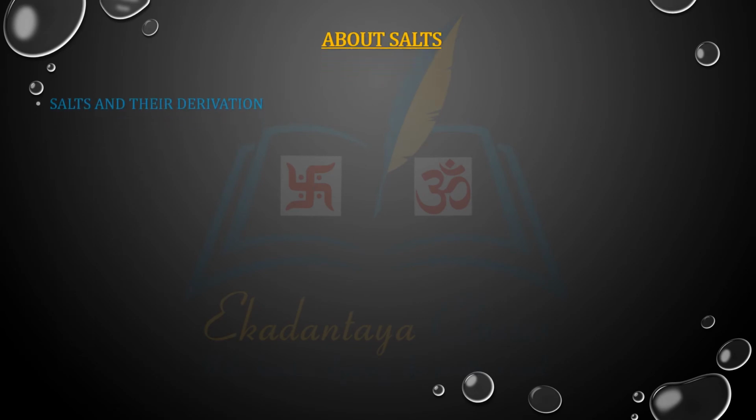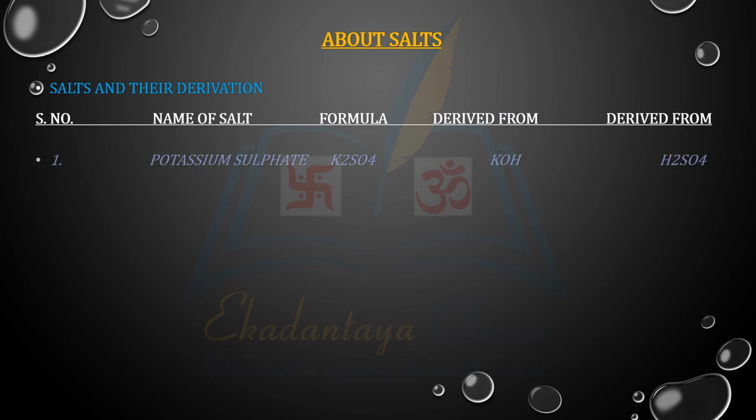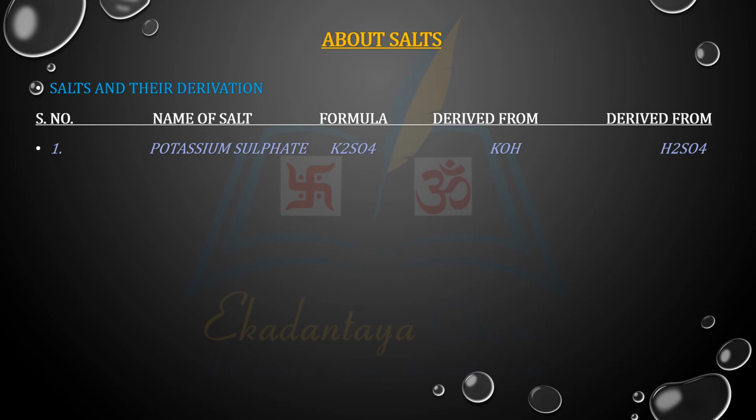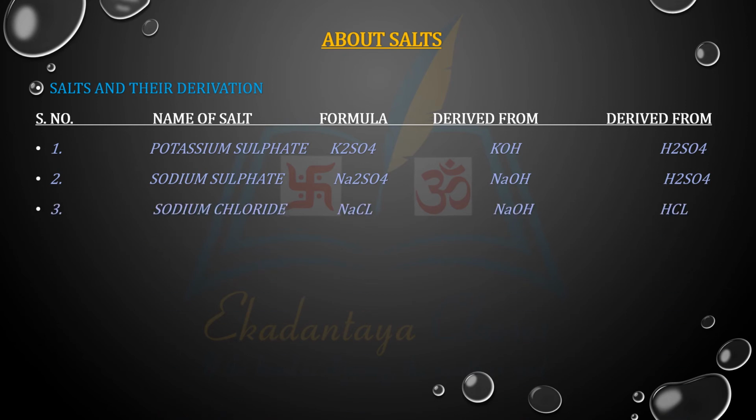Let's see about salts and their derivatives. First is potassium sulfate, formula K2SO4, derived from KOH and H2SO4. Next is sodium sulfate, Na2SO4, derived from NaOH and also from H2SO4. Next is sodium chloride, NaCl, derived from NaOH and HCl. And ammonium chloride, NH4Cl, derived from NH4OH and also from HCl.